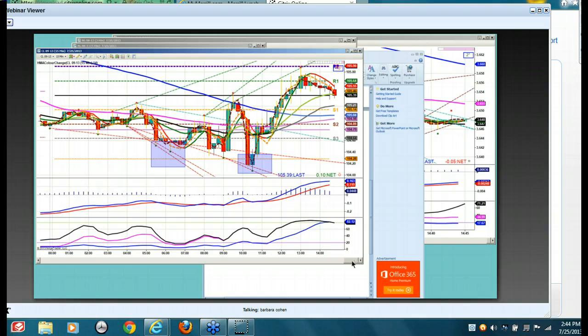Let me see what the ES looks like for a second. Go through the S4.